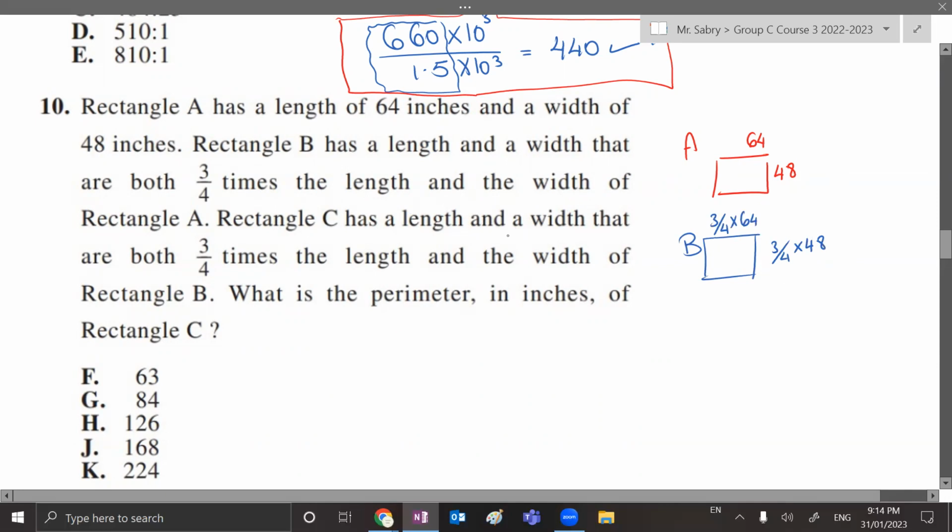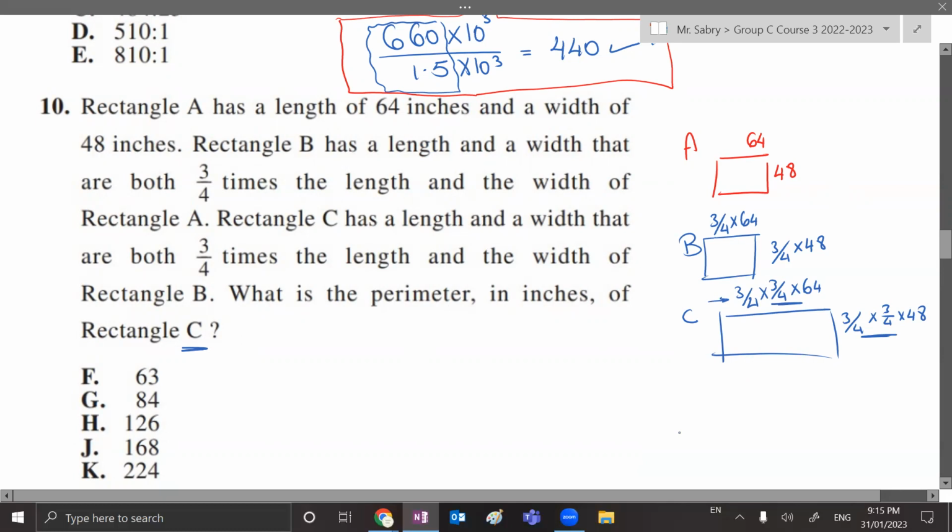Now rectangle C has a length and width that are both 3/4 times the length and the width of rectangle B. So you get to rectangle C, that's the third one, where you're going to do 3/4 times 3/4 times 64, and this one 3/4 times 3/4 times 48. They're asking what is the perimeter of the rectangle C, so just get those measurements on a calculator and then add them up and multiply that by 2.